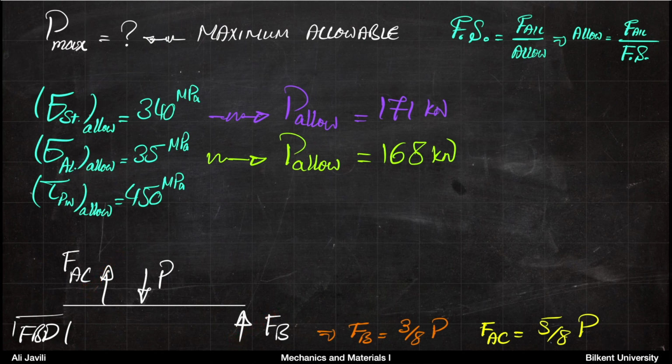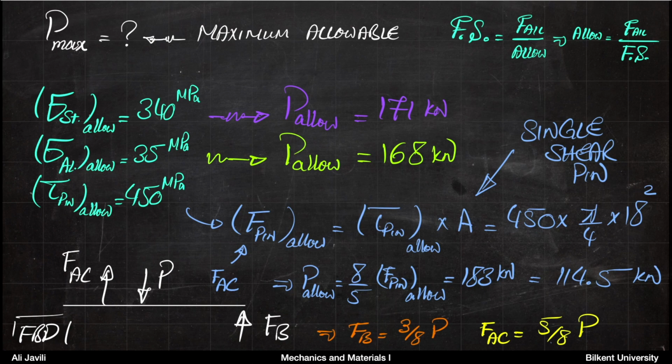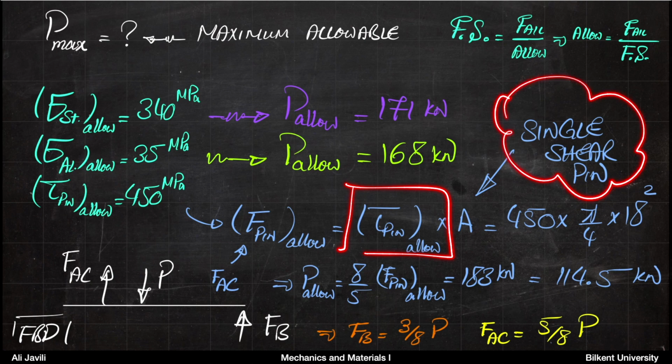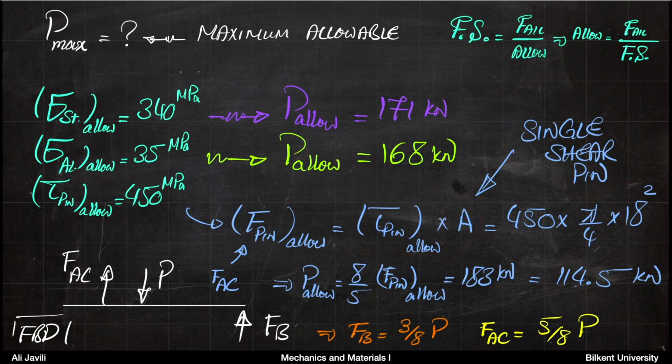What we need to do is to look into the pins, basically. Now for the pin, the shear stress is given. So you know what is the allowable shear stress, and you know it is a single shear pin. So you multiply that by area to calculate the allowable force or allowable shear force for the pin. And when you do that, you can basically get this. So that would be 114.5 kilonewton.